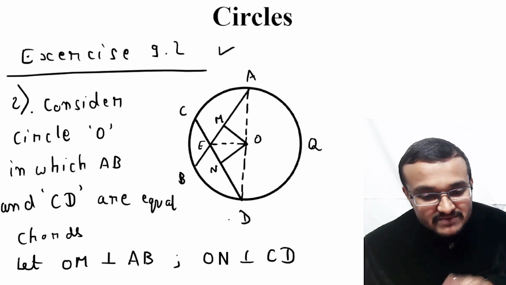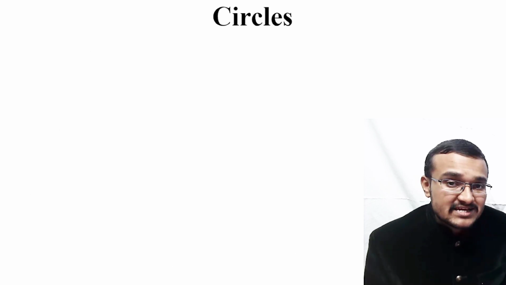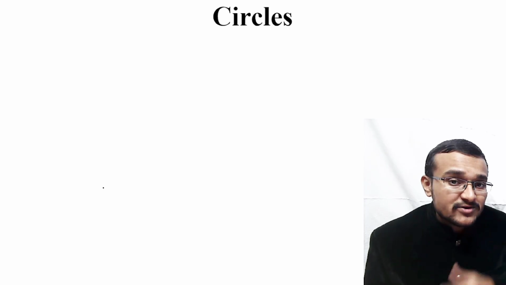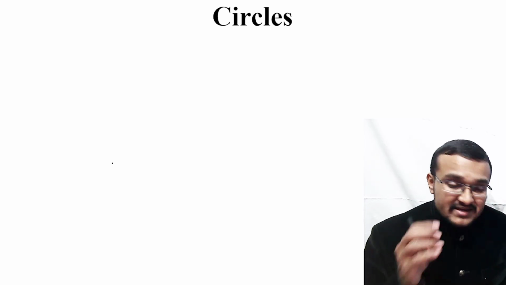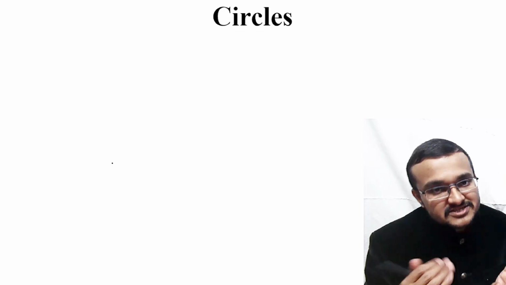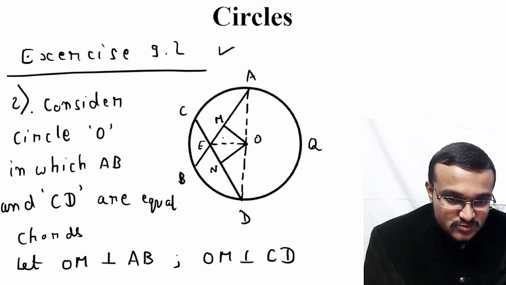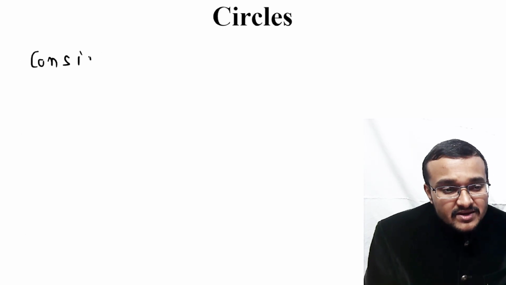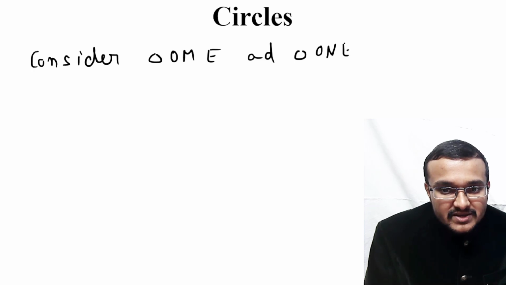So now OM is perpendicular to AB and ON is perpendicular to CD. We know that equal chords are equidistant from the center. That means OM is equal to ON, because from theorem 9.5, equal chords of a circle are equidistant from the center. So now we will consider these two triangles, triangle OME and triangle ONE.